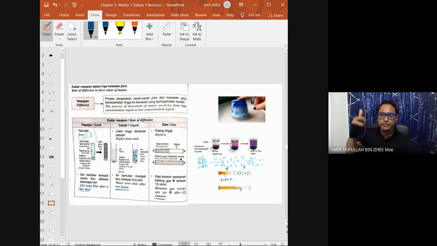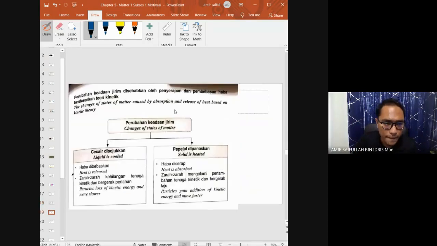Okay, so far so good. The reason you need to know is the space between the particles in solid, liquid, and also gas. That is what makes the diffusion rate fast or slow.